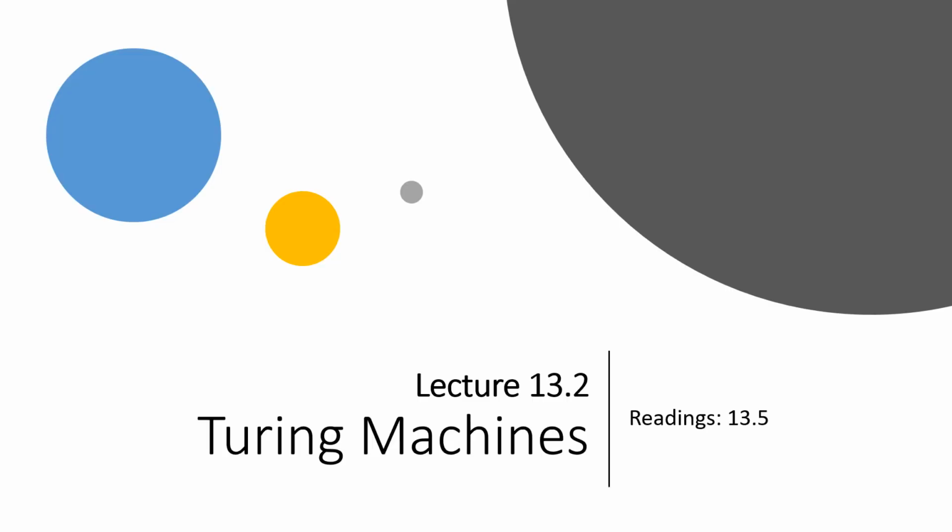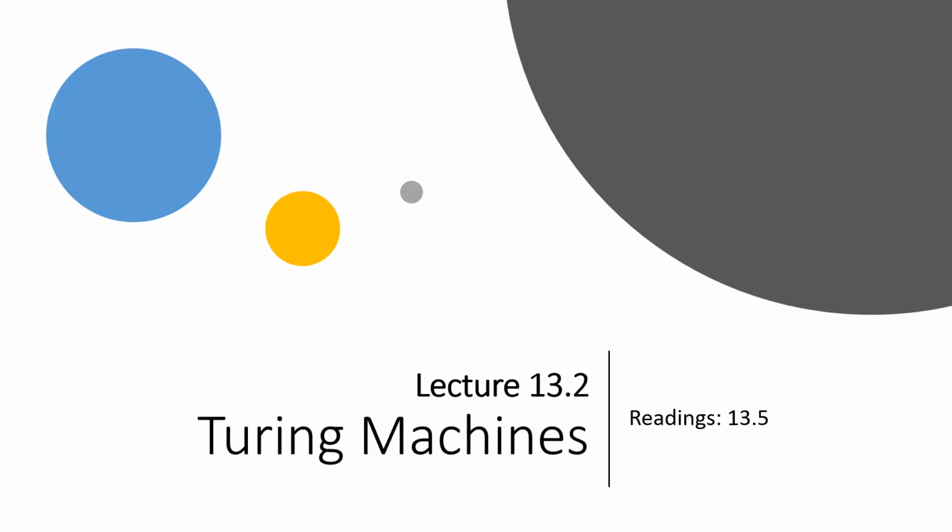Welcome to this lecture on Turing machines. In the lecture, we will discuss a theoretical model called Turing machines. A Turing machine is a mathematical model of computation that defines an abstract machine which manipulates symbols on a strip of tape according to a table of rules.